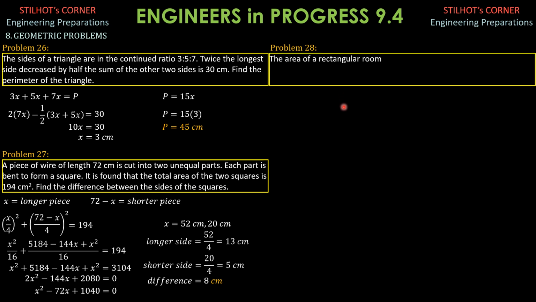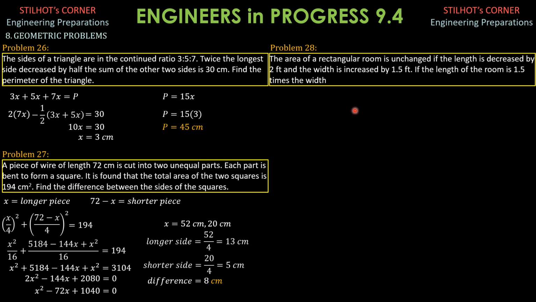Problem 28. The area of a rectangular room is unchanged if the length is decreased by 2 feet and the width is increased by 1.5 feet. If the length of the room is 1.5 times the width, find the perimeter of the rectangular room. So we have here the perimeter, which is 2 times quantity b plus h.